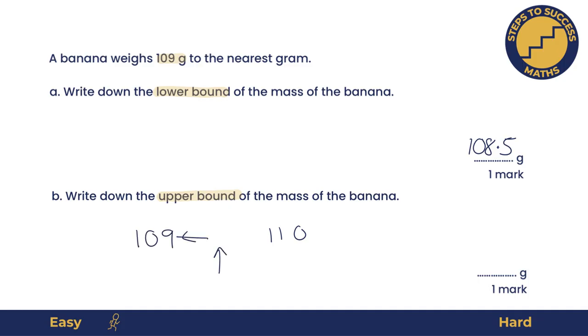So you could have 109.1 or 109.2 or 109.3 or 109.4 or 109.45 or 109.499999. But because it gets so close, what we do is we actually say it's 109.5. It's the point where it changes from being able to round down. So the upper bound is 109.5 grams.